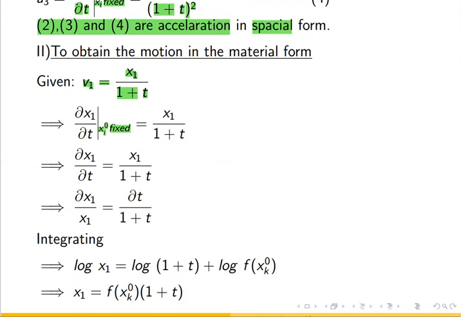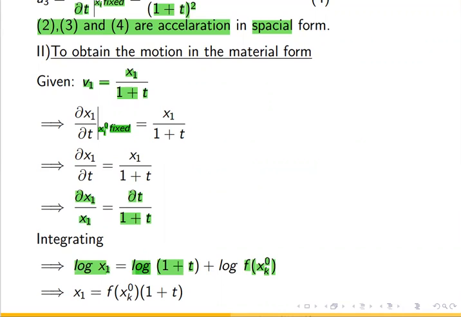Separating the variables: dou x1 by x1 equals dou t by 1 plus t. Now integrating, log x1 on the left side equals log of 1 plus t plus a constant of integration. Since xi naughts are constants, we take the constant as a function of xk naught.